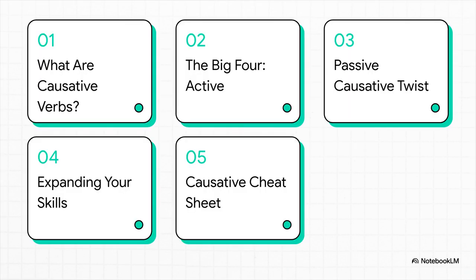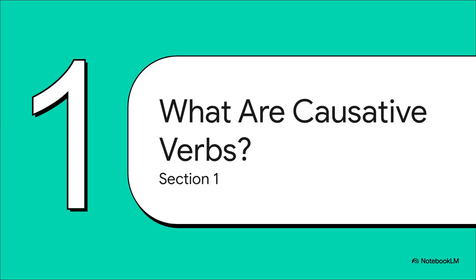So, here's the game plan for today. First, we'll cover what these verbs actually are. Then, we'll get to know the four most important ones in their active form. After that, we'll look at a really cool passive twist, expand our skills a little more, and I'll leave you with a super handy cheat sheet that puts it all together. All right, first things first, let's build our foundation.